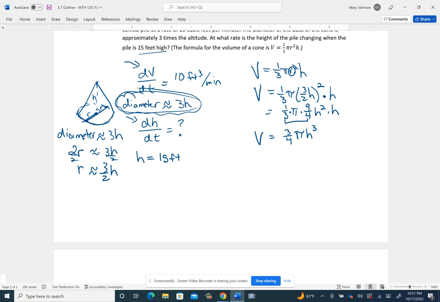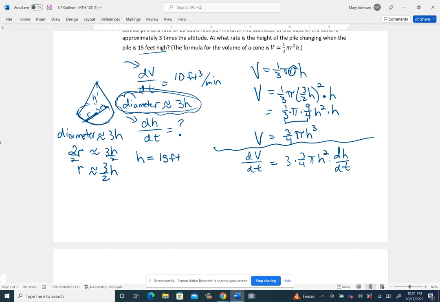All right, so our job now is going to be to go on, and at this point, I'm going to do the derivative of both sides with respect to time. So the derivative of the volume with respect to time would equal 3 times 3/4 pi h squared times the derivative of h with respect to time. Doing both sides with respect to time.